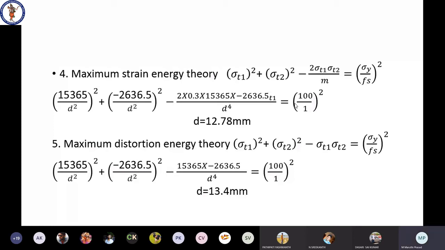So this is the complete solution of the given problem. They have given loads. From the loads we calculated individual stresses, from individual stresses we calculated principal stresses, then took the equations of the theories of failure to get the particular unknown D. So we got the diameter of the bolt as per all the theories of failure.